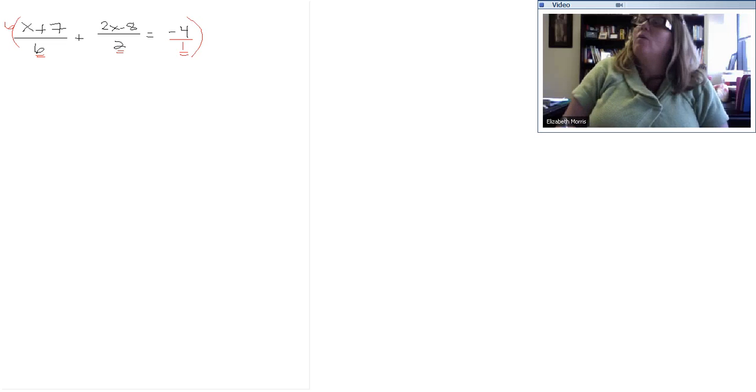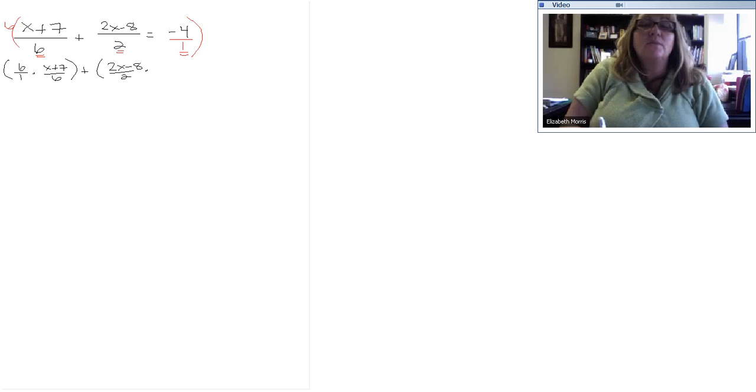Now, what that means and what that looks like is this. You're going to have 6 over 1 times x plus 7 over 6 plus 2x minus 8 over 2 times 6 over 1. Doesn't matter if I put it first or second. Equals, we'll put it first again, 6 over 1 times negative 4 over 1.